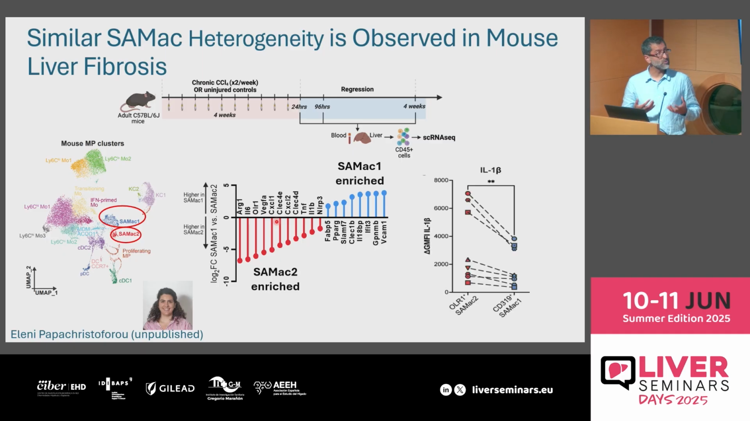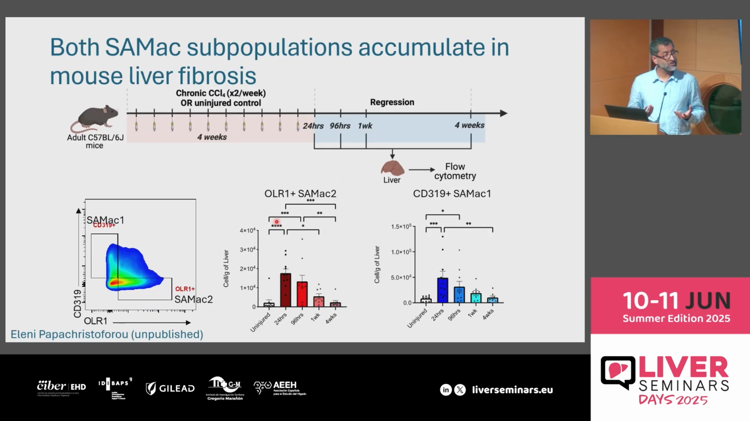We can also start to do more validation experiments, so we can prove at a protein level that these macrophages make more pro-inflammatory cytokines, so more IL-1 beta, for example, here. The beauty of the mouse model is we can do some things we can't do in humans, so we can look at kinetics.